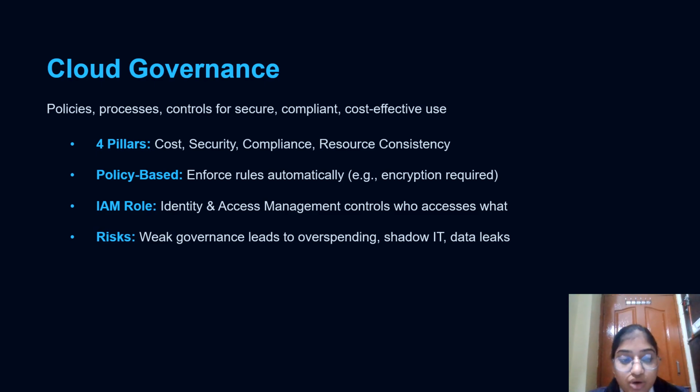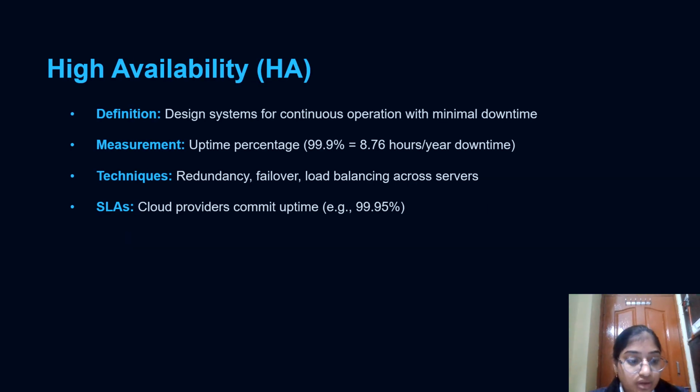Now we are going to understand cloud governance. Cloud governance ensures that cloud resources are used securely and cost effectively. It has four pillars: cost management, security, compliance, and resource consistency. High availability means the system runs with minimum downtime. It includes availability zones, load balancing, failover, and SLAs.